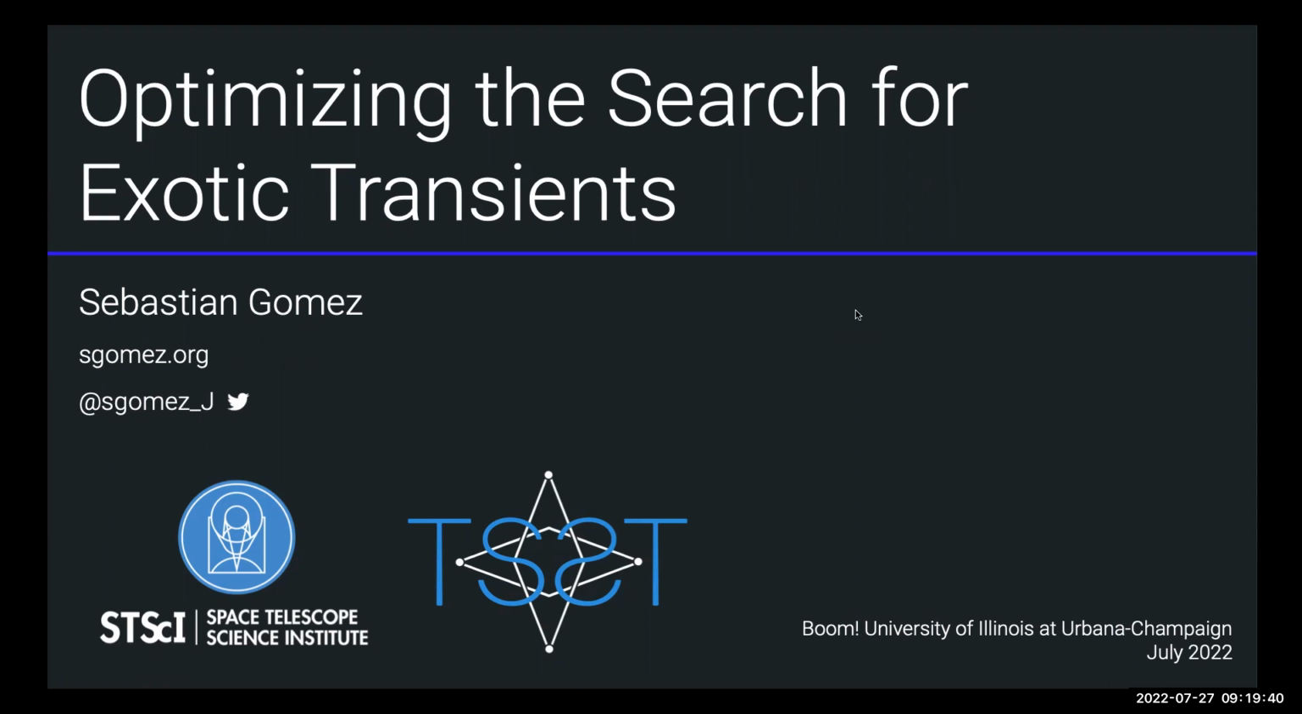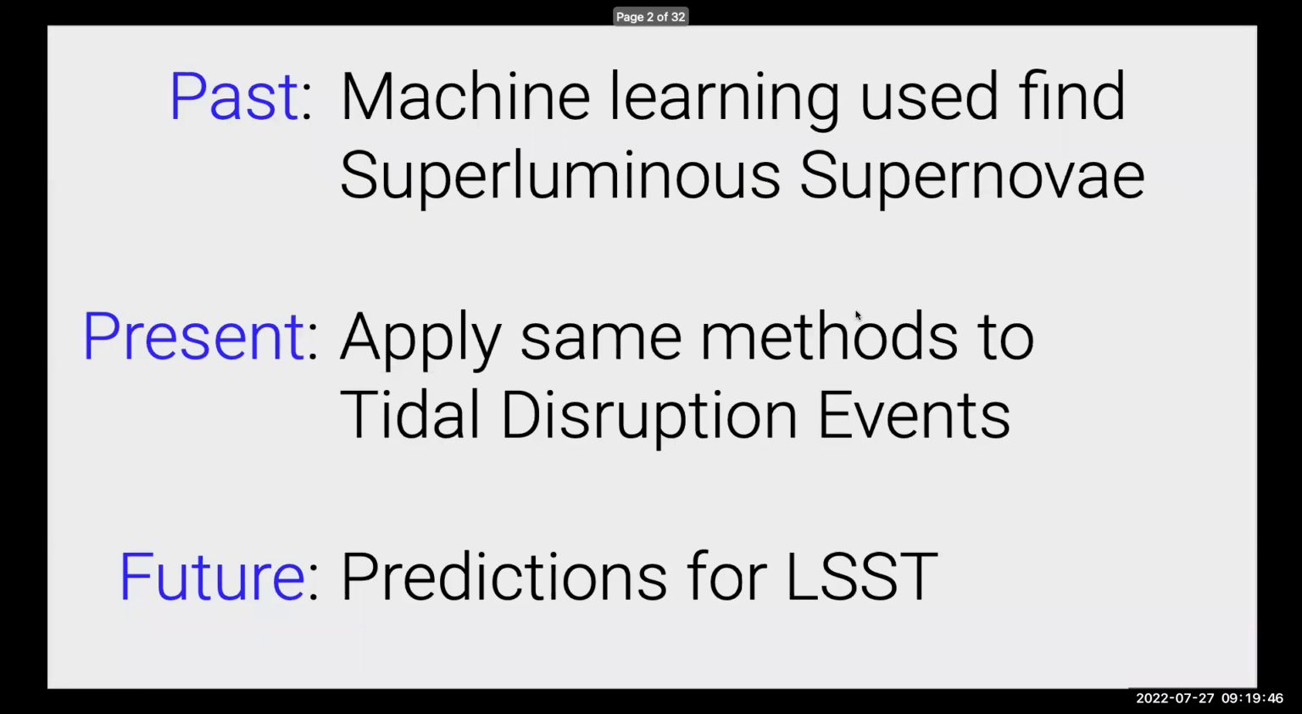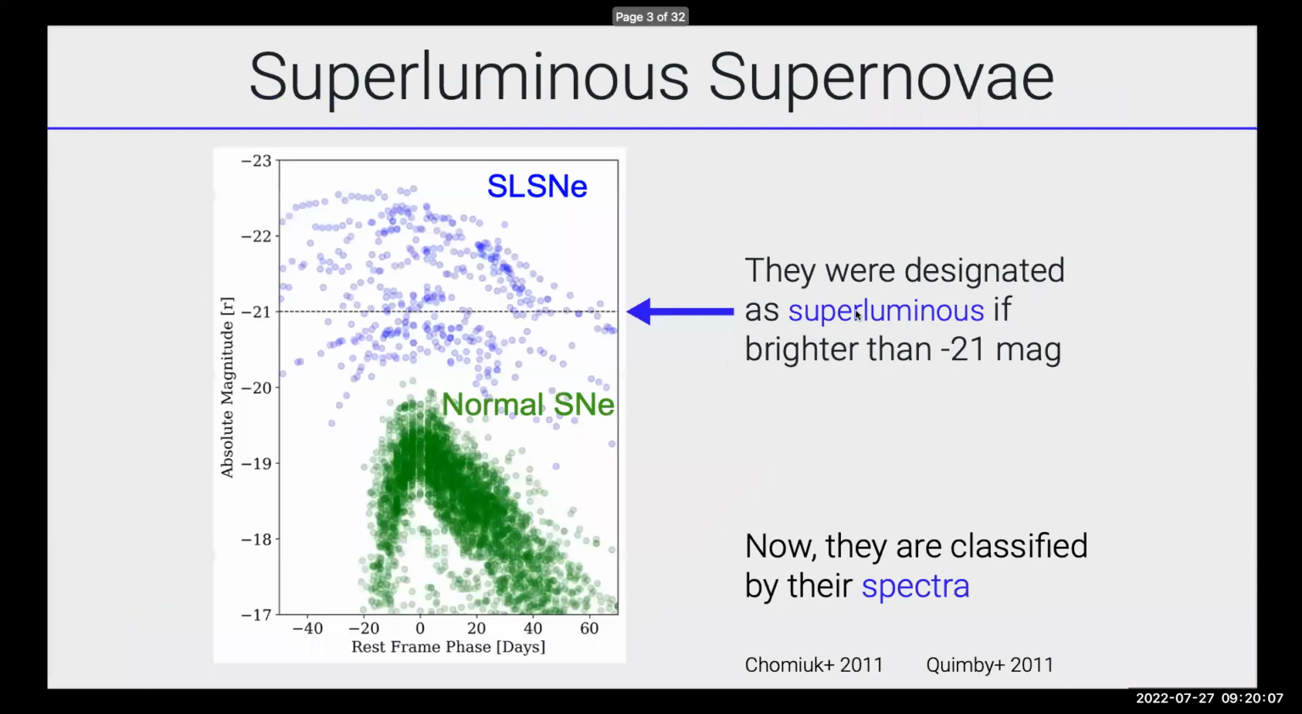And today I'm going to be talking to you about optimizing the search for exotic transients applied to LSST, where to me exotic transients means, in this case, superluminous supernovae and tidal disruption events. I'm going to tell you about how we have been using machine learning methods to try to optimize the search for superluminous supernovae and how that went. Current efforts that we have to apply these same techniques to find tidal disruption events, and then future plans to use this for LSST. So a quick background on superluminous supernovae.